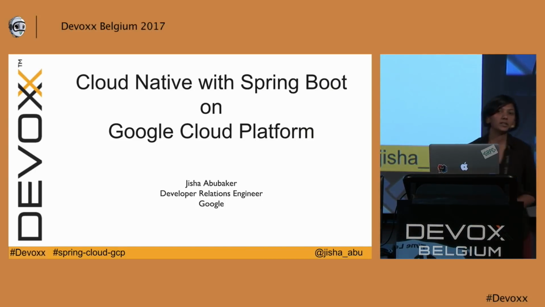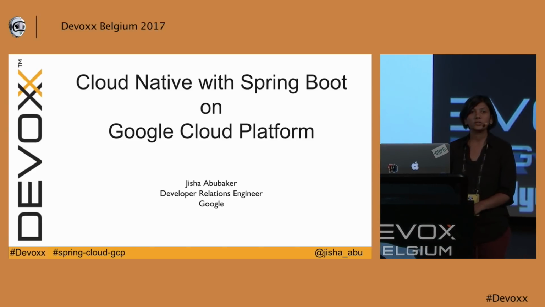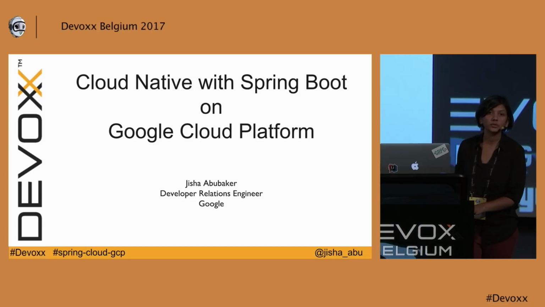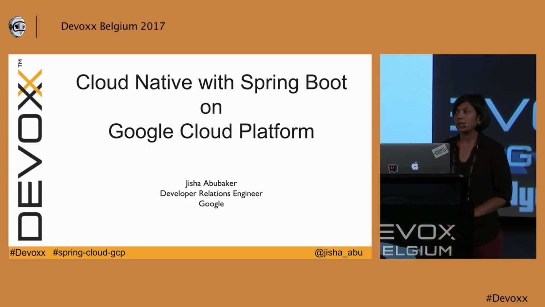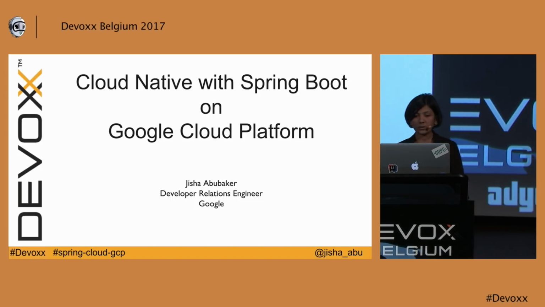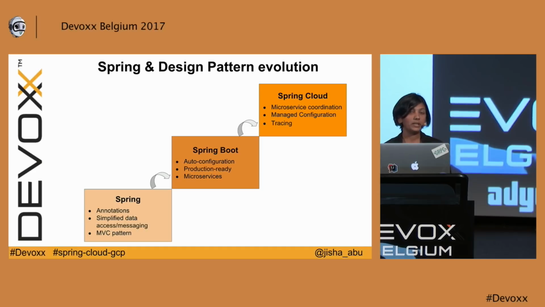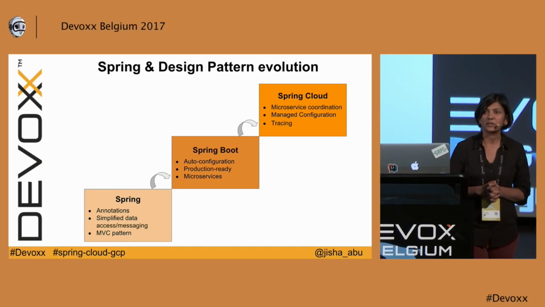So I'm Jisha Abubaker from Developer Relations Engineering at Google, and I currently focus on open source libraries and tools for the Google Cloud Platform. Prior to that, I've been mostly working as a backend Java developer for over 10 years. So what we're talking about today is primarily how we're making life really simple for Spring developers.